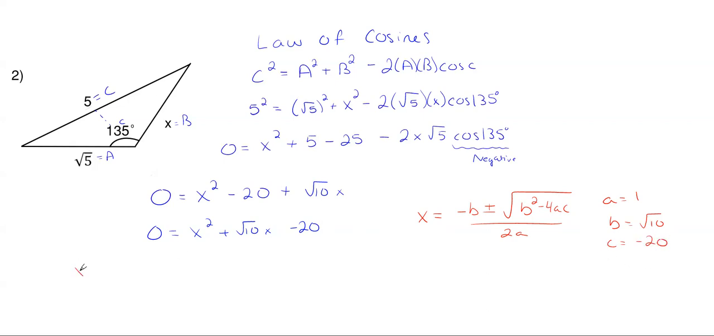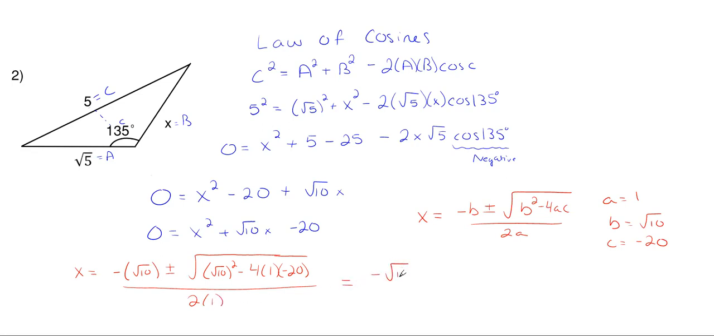So if we were to fill in this quadratic formula, we would have our minus b, which would be minus square root of 10, plus or minus the square root of 10 squared minus 4 times a, which is 1, times minus 20, which is my c, all over 2 times 1. And this will simplify down to minus square root of 10 plus or minus the square root of 90, once you solve everything underneath the square root, all divided by 2.